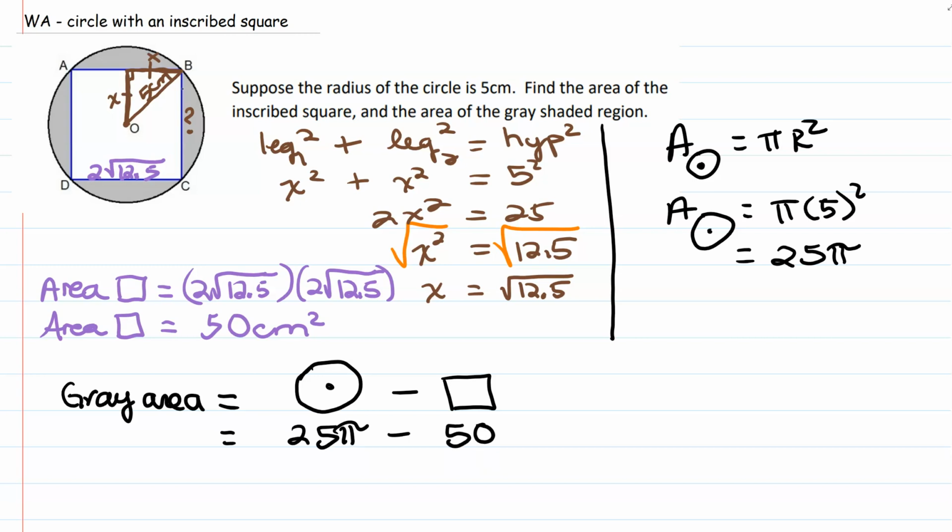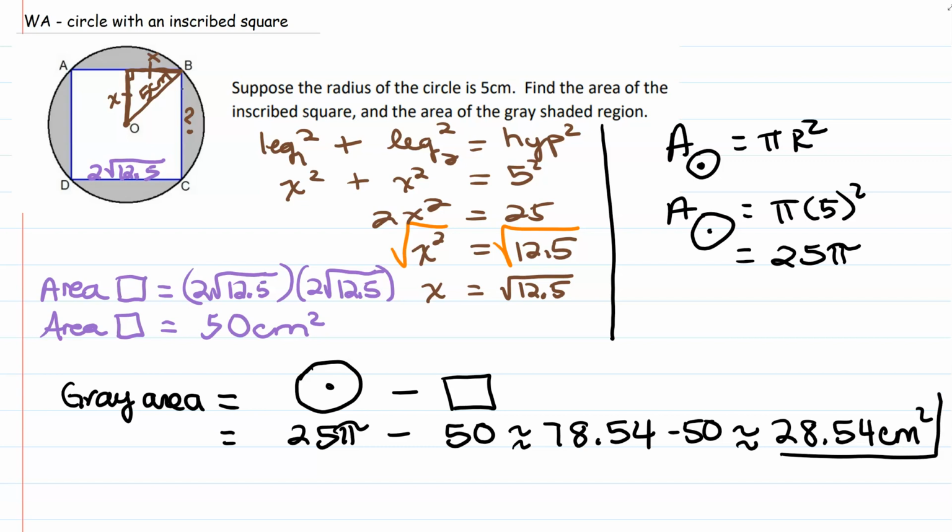And if you really have to get an answer, you would use your calculator and take 25 multiplied by pi, and that would be approximately 78.54. Approximately 78.54 minus 50, which is approximately 28.54. And the unit would be centimeters squared because we are talking about area.